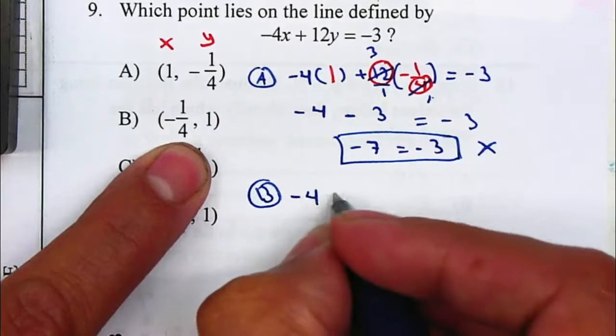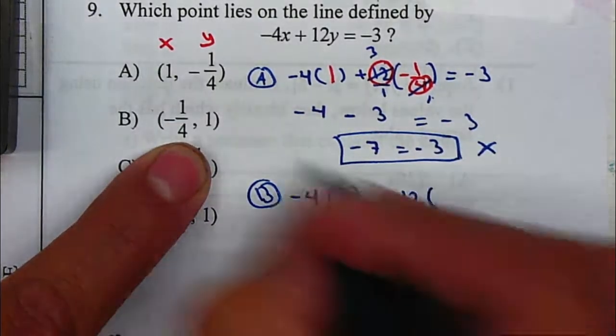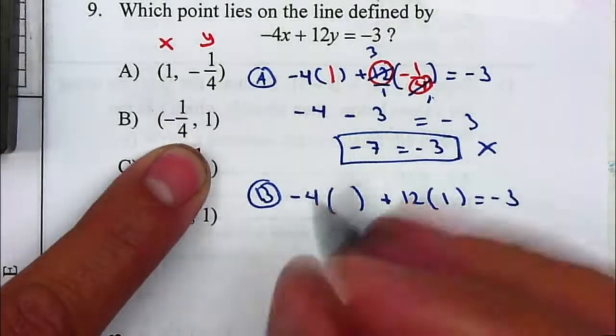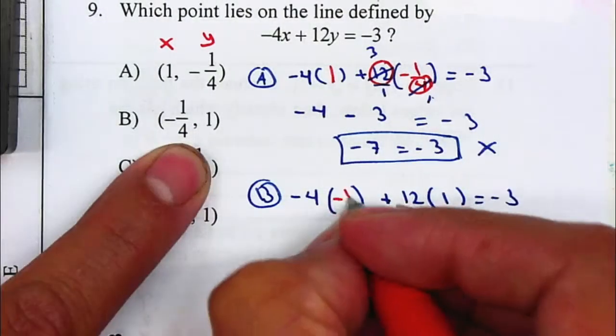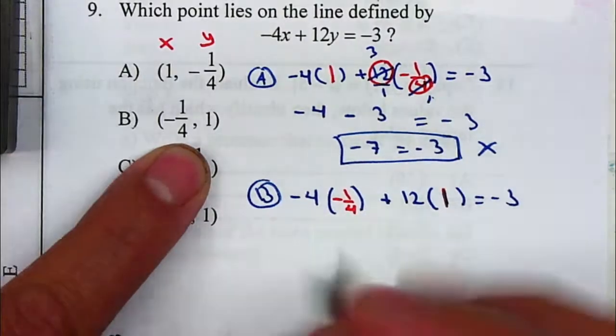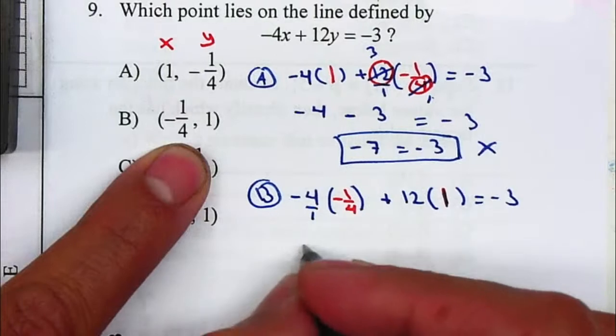Negative 4, instead of the x, I'm going to plug in a negative 1/4, plus 12. Instead of the y, I'm going to plug in a 1, equal to negative 3. So I'm plugging in a negative 1/4 instead of the x, and instead of the y, a 1. I'm going to place it over 1. You can multiply across. Negative times negative is a positive.